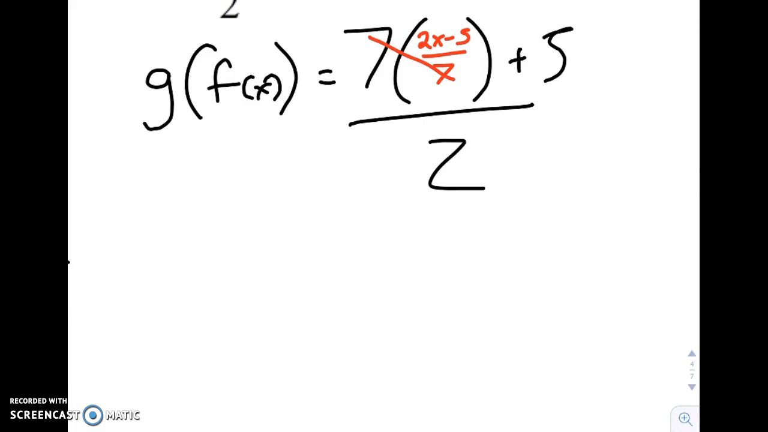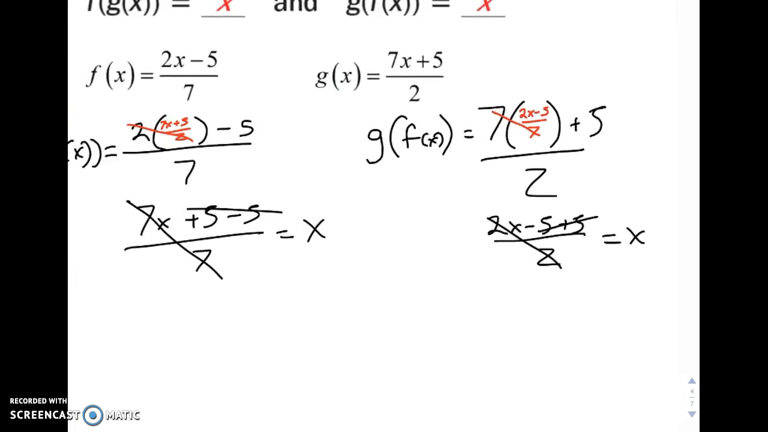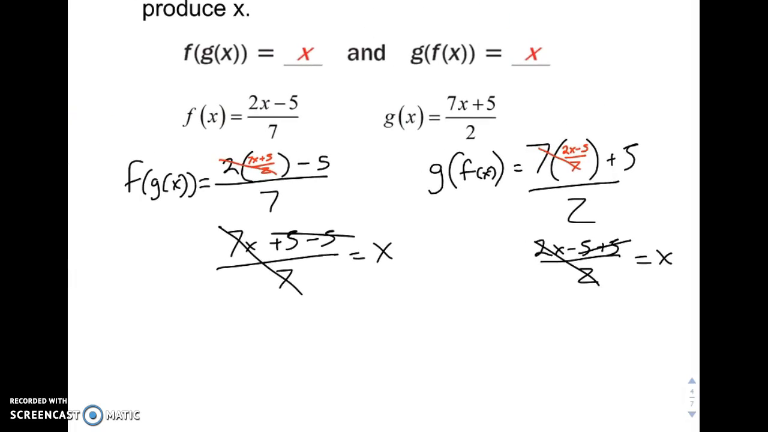So you're canceling the 7. That would turn this into 2x minus 5 plus 5 over 2. 5's cancel, 2's cancel. And you see that we have just x. And therefore, it is in fact verified.